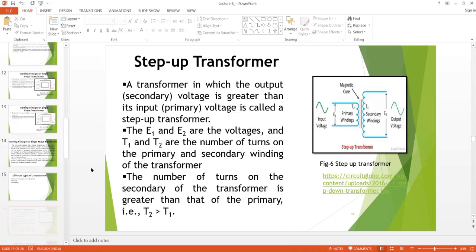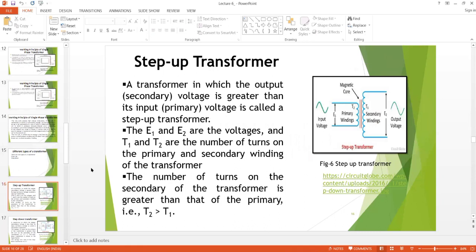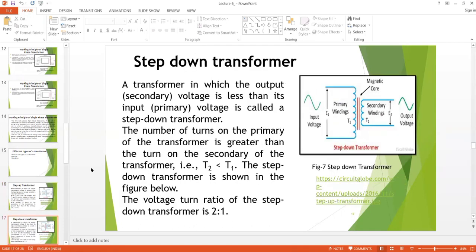Two types of transformers: step up and step down. The transformer in which the output voltage is greater than the input voltage is known as step up. In which it is less than that, it is known as step down. So you can say V2 would be more than V1. Similarly, in step down, the input voltage would be more than your output voltage. The number of turns would similarly go up and down depending on the type of transformer. If it is step up, the number of turns of primary would be less. In the case of step down, the number of turns of secondary would be less.